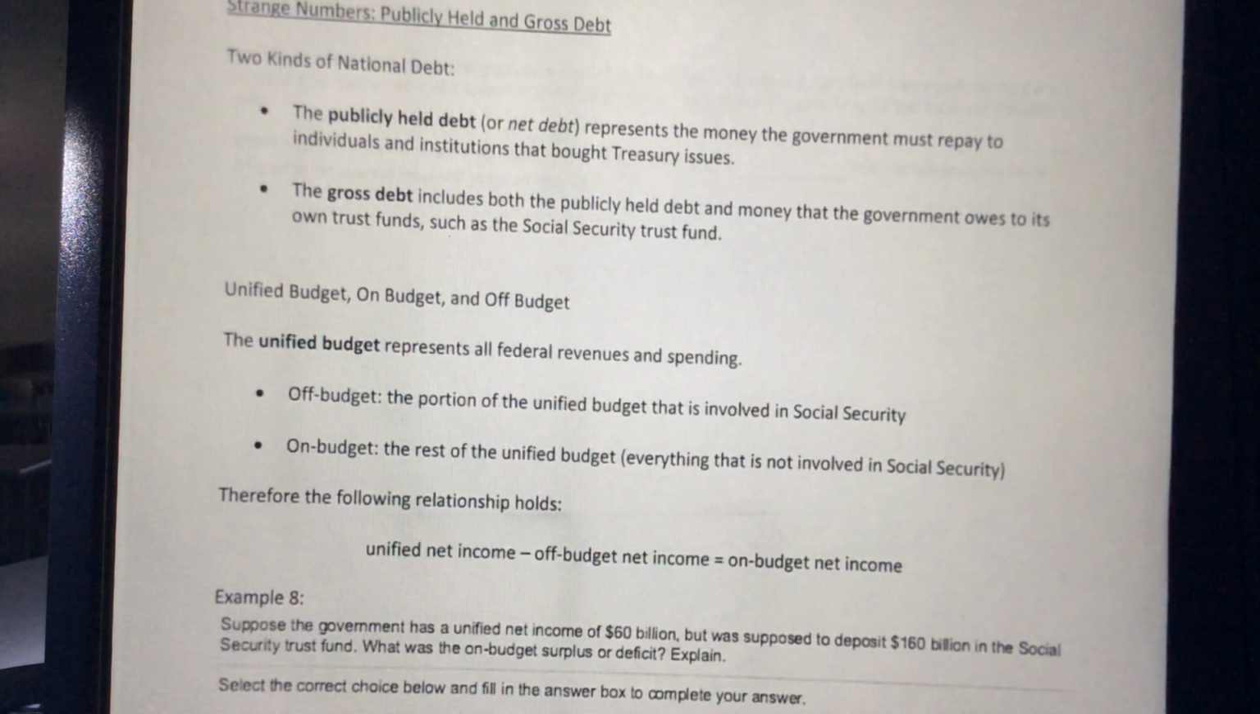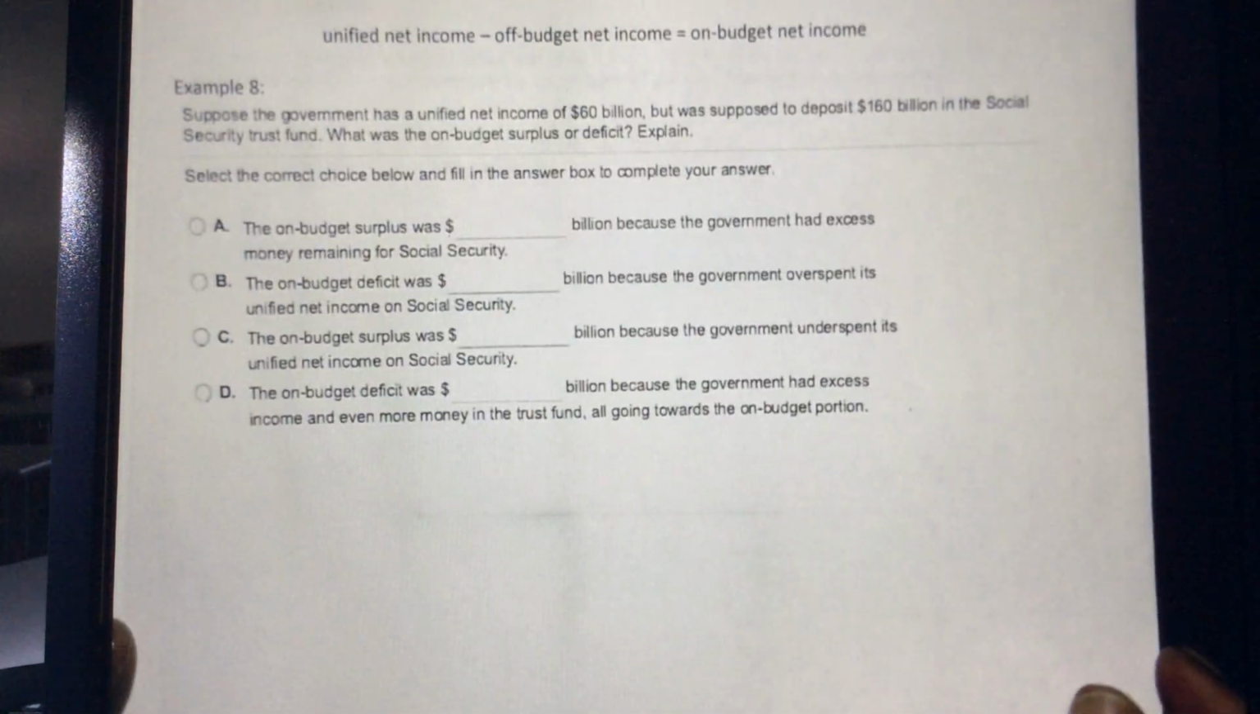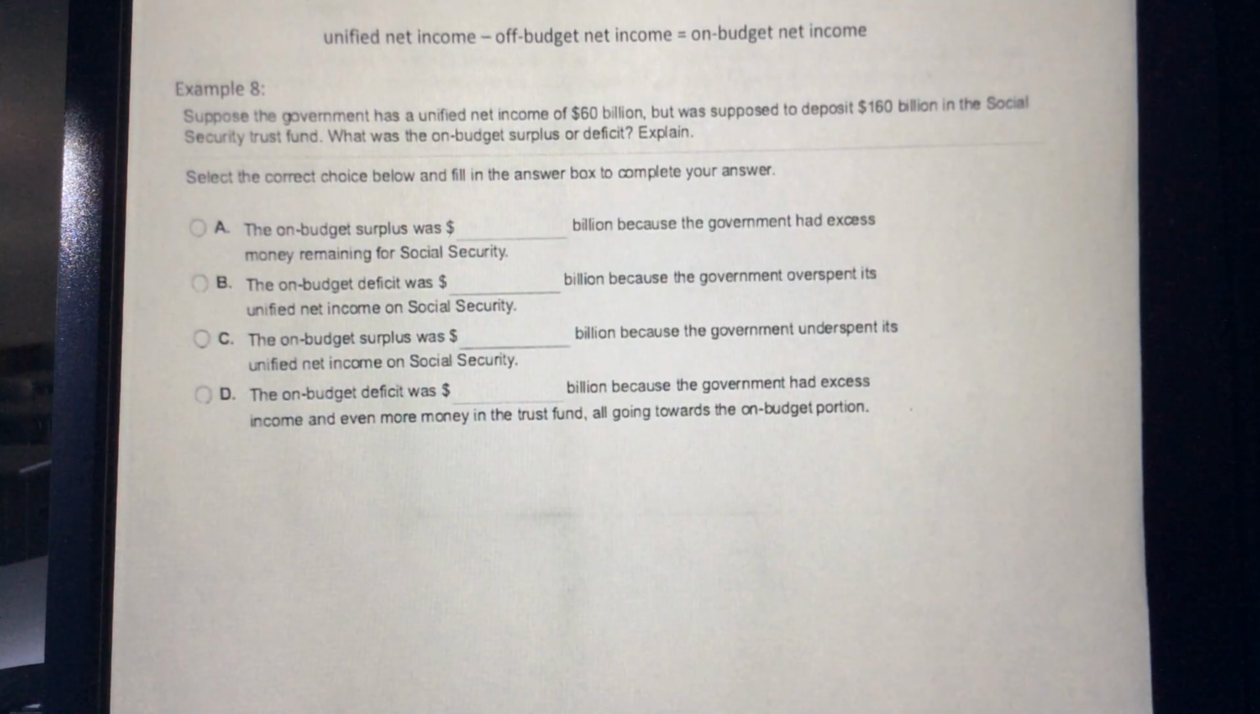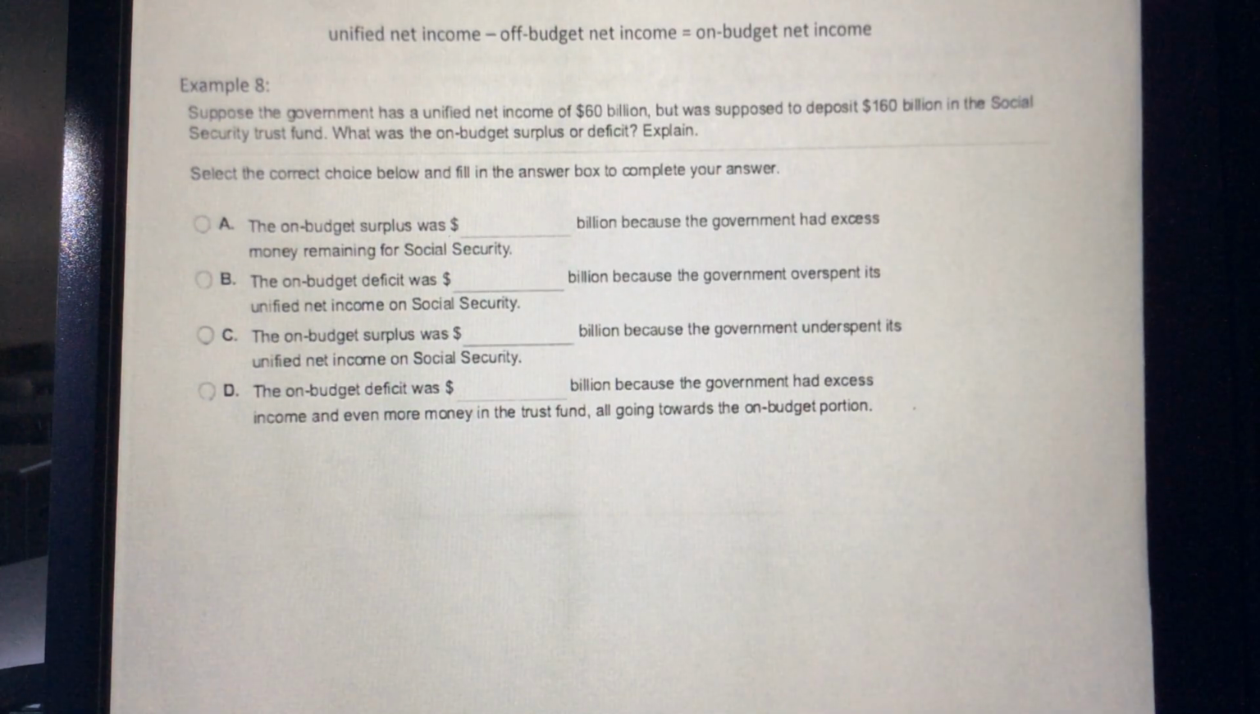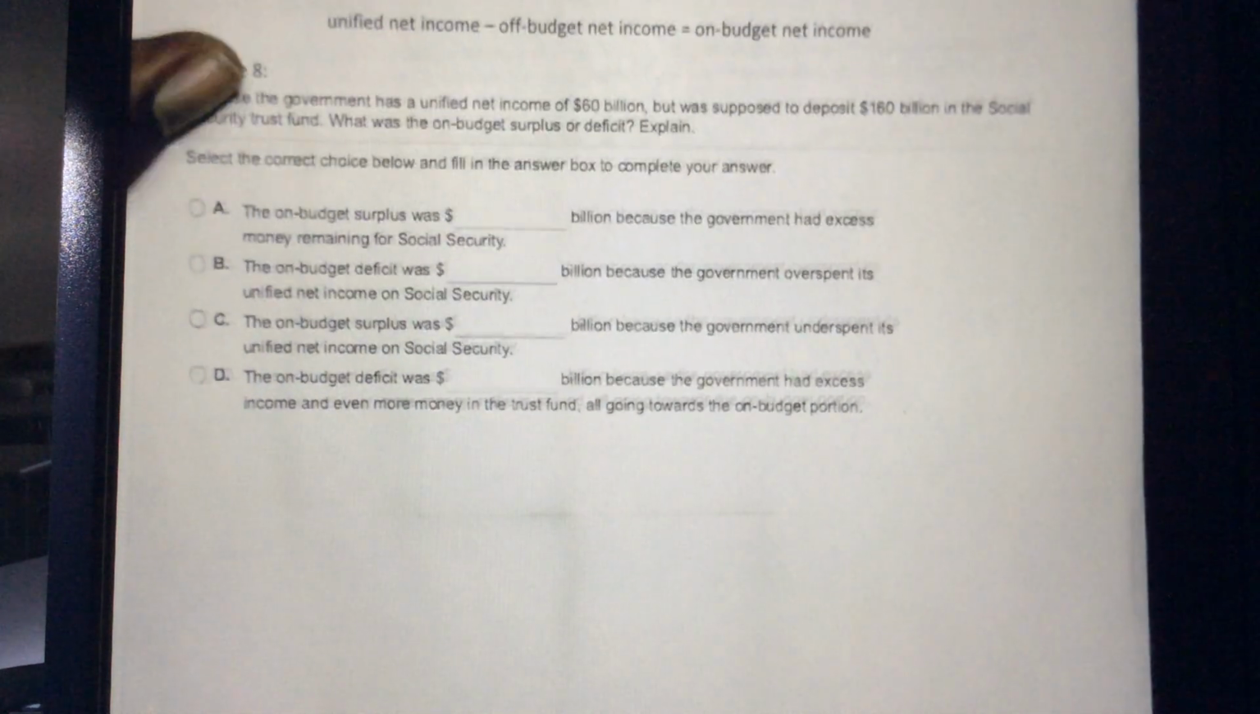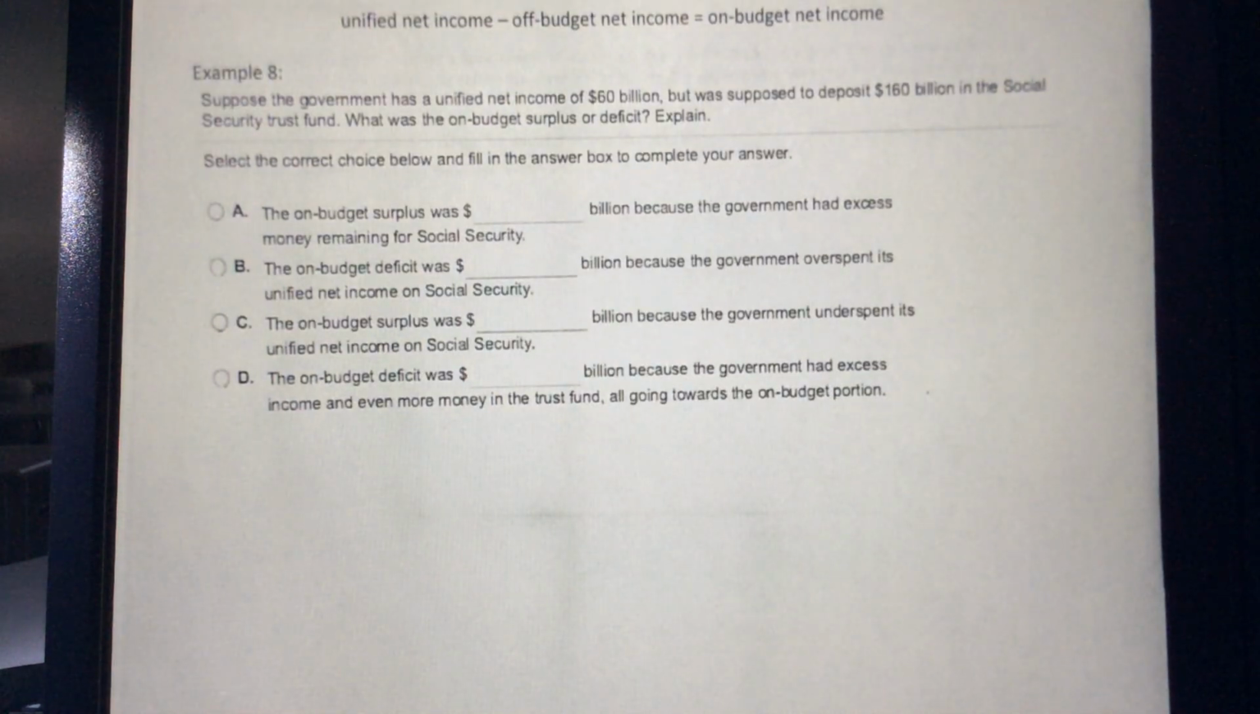So in this example 8, let's say the government has a unified net income of $60 billion, but was supposed to deposit $160 billion in the Social Security Trust Fund. What was the on-budget surplus or deficit? And explain.